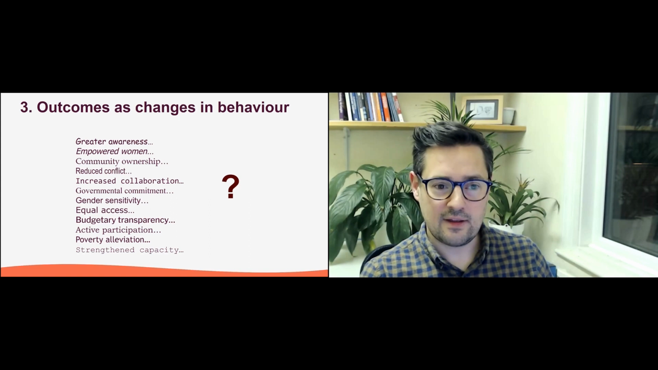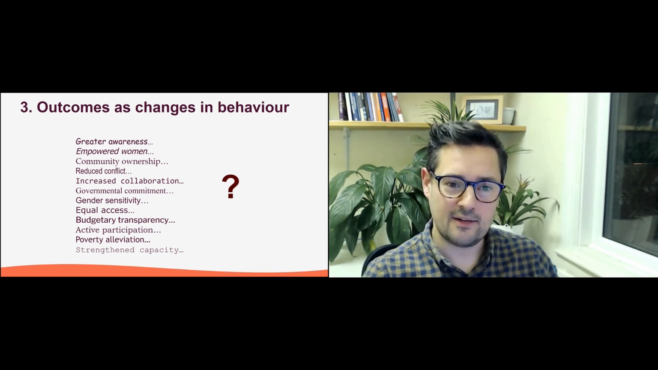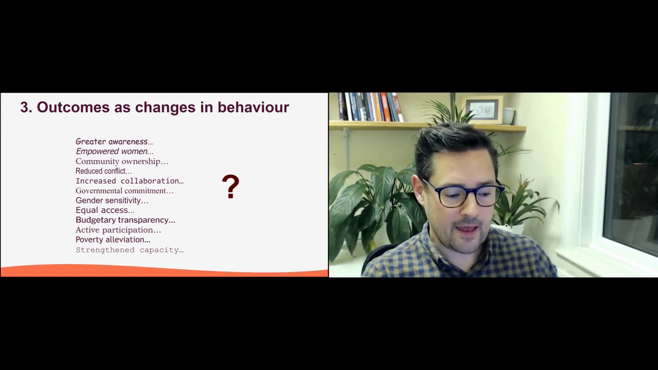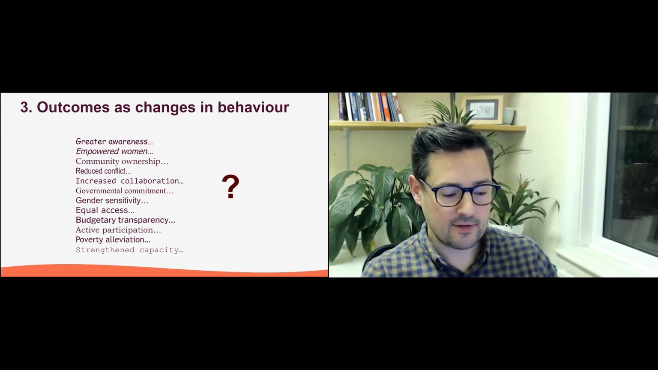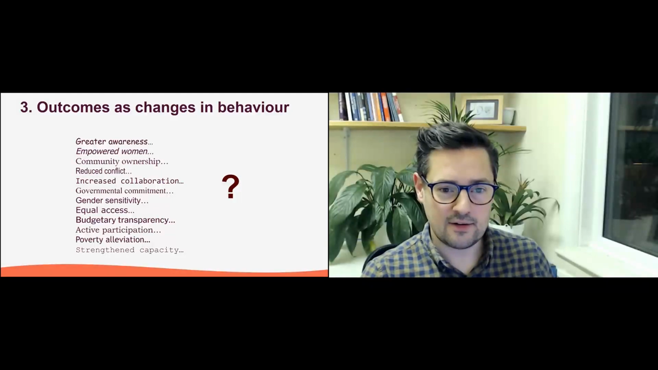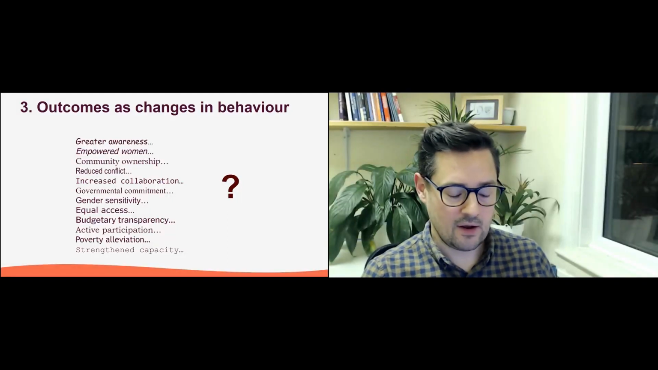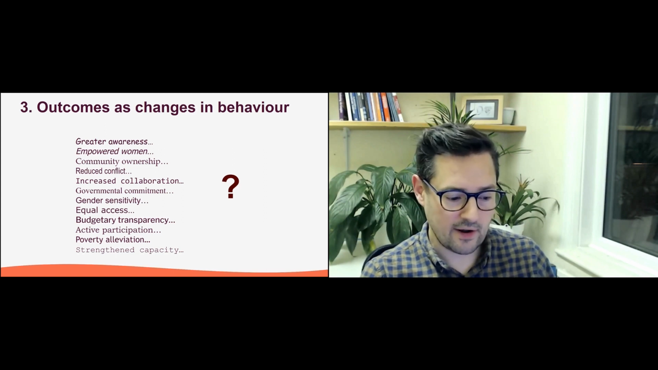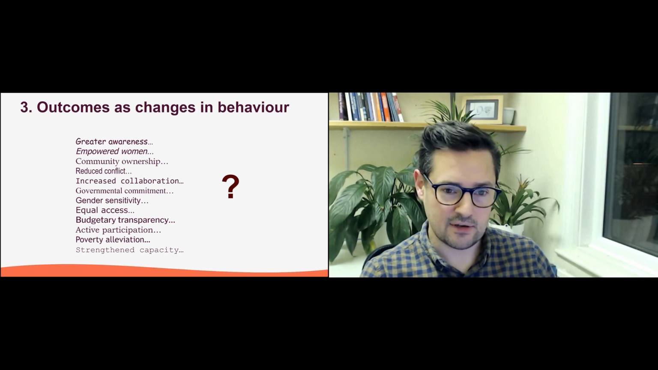And we would see these things a lot in the proposals we write, in the reports we write, in the log frames we build. And we need these things. But the problem with them all is that we can't see when these things happen. We can't see greater awareness. What would it look like if there was increased collaboration?